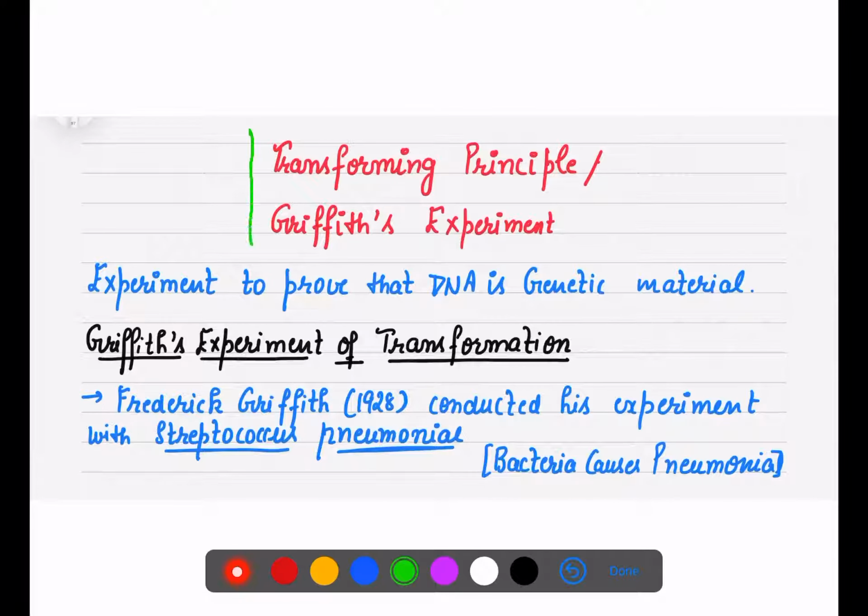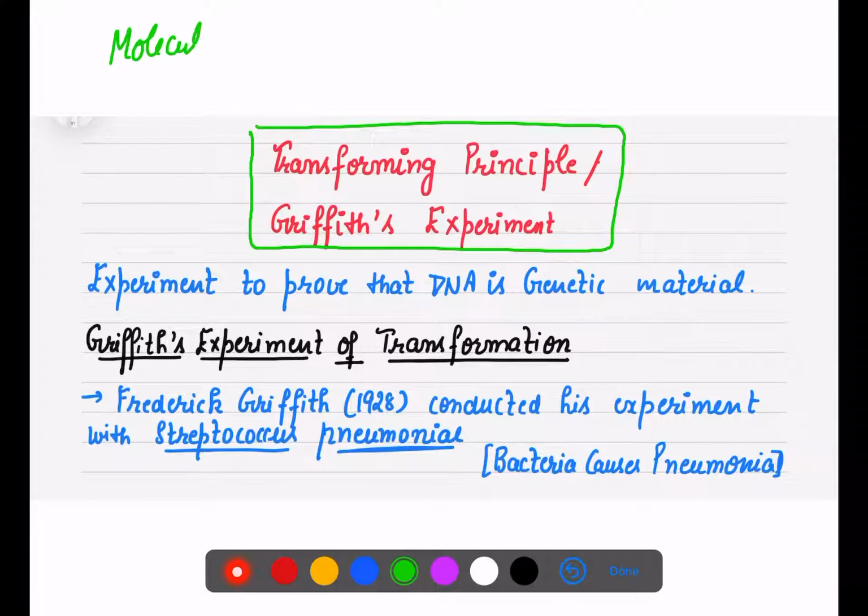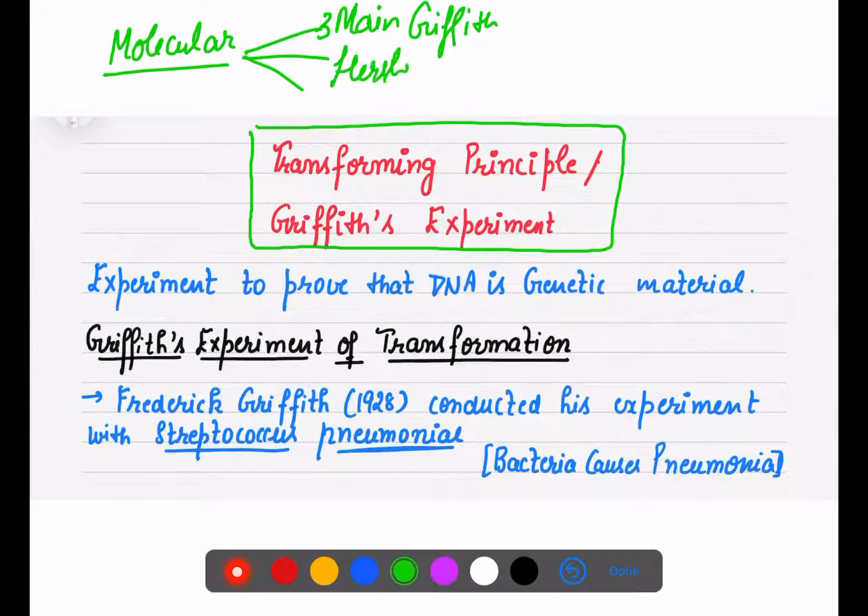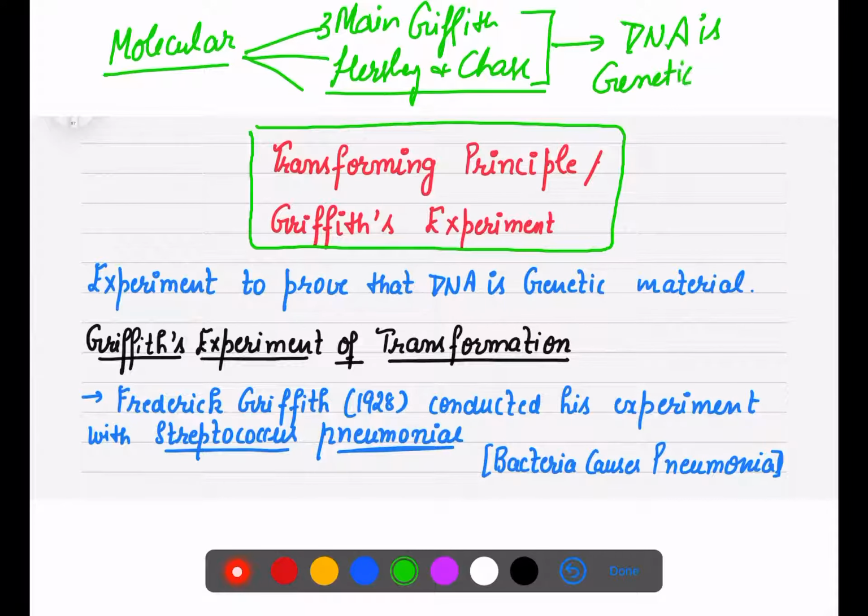Now today's lecture is all about the transforming principle or Griffith's experiment. In our complete chapter of molecular basis of inheritance, there are three main experiments we have to discuss. First is Griffith's experiment, then there is the Hershey and Chase experiment. We will discuss these in our lectures, and they confirm that DNA is genetic material. These experiments are basically to confirm that DNA acts as genetic material.